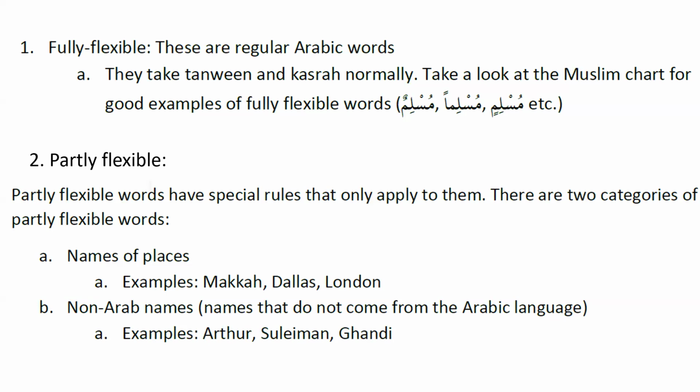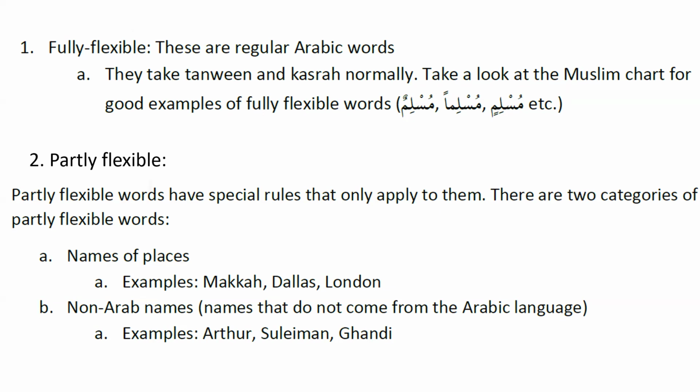Now, when a word is partly flexible, there are two things it cannot have. Number one, it is always light. You cannot put double fatha, double kasra or double dhamma on a partly flexible word at all. That's number one. It cannot have it. Also, they cannot have the E sound.